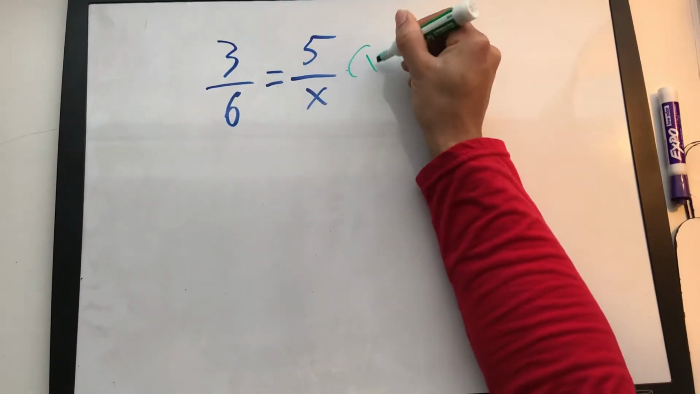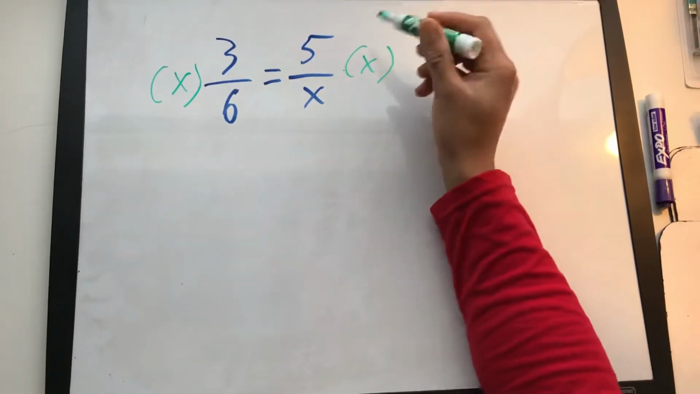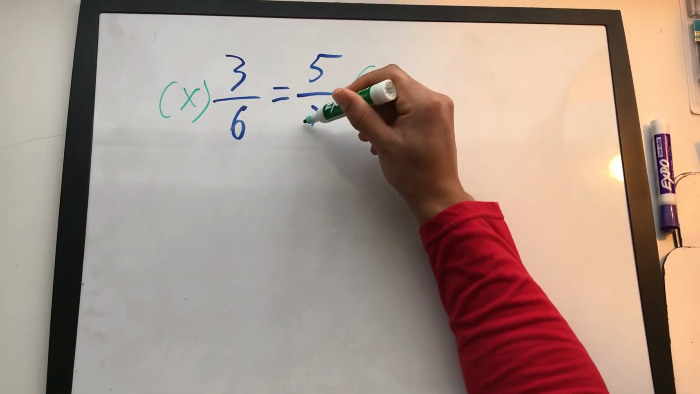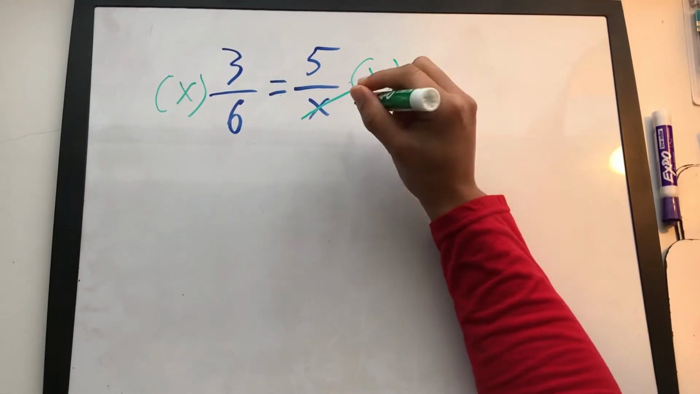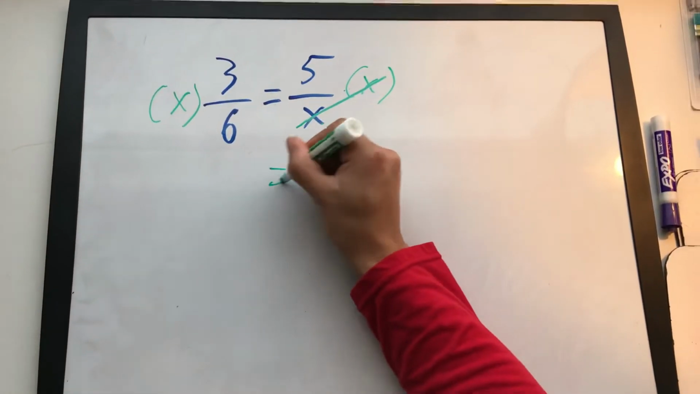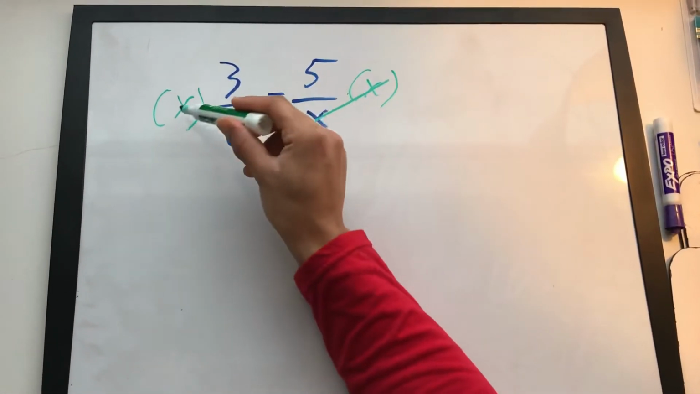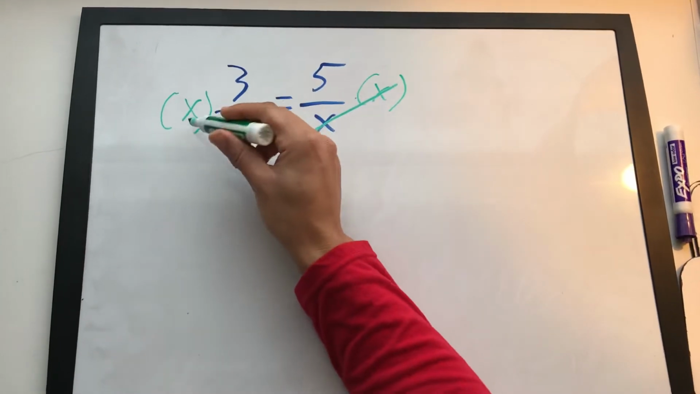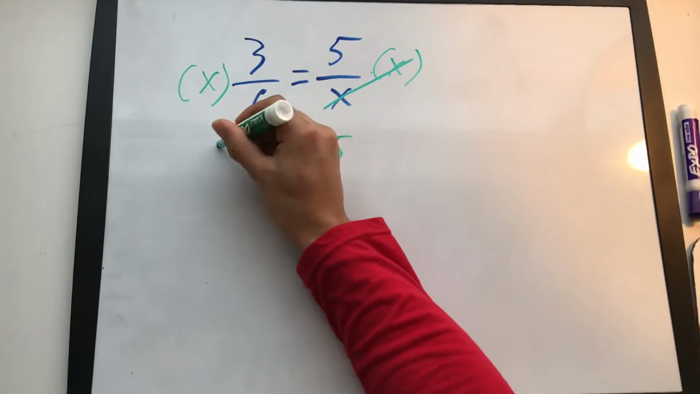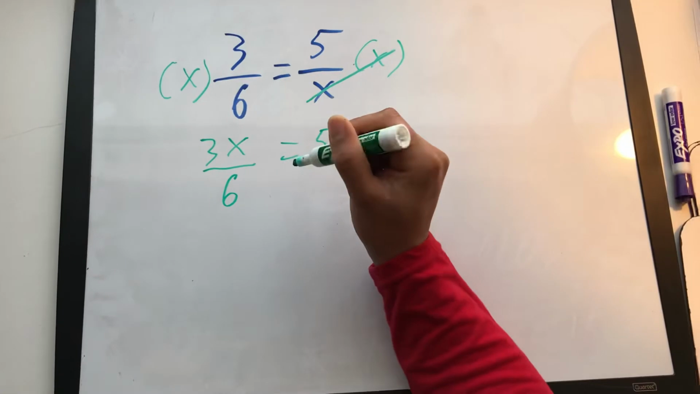So I'm going to multiply both sides by x first. When I do that, if I'm multiplying by x on the right and dividing by x on the left, that simply cancels out to 1. So we're going to be left with 5 on the right side. On the left side, when I'm multiplying a number times a fraction, that number just gets multiplied by the numerator of the fraction. So I'm now left with 3x divided by 6 is equal to 5.